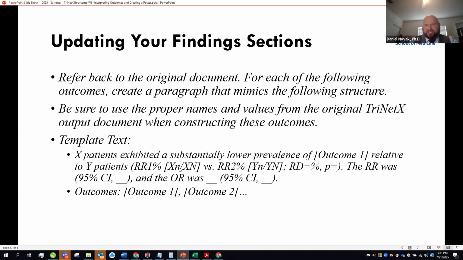And so I have this template text here that just tells it how to format your little write-up for this, so you can weave it together and then write it up really nicely for your final draft. Again, we want these numbers to be accurate and clear.